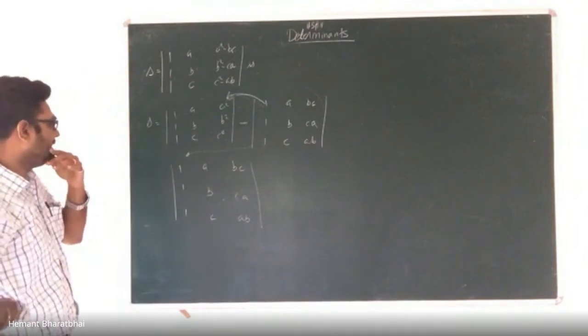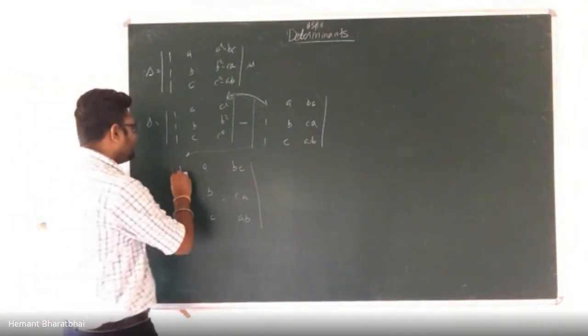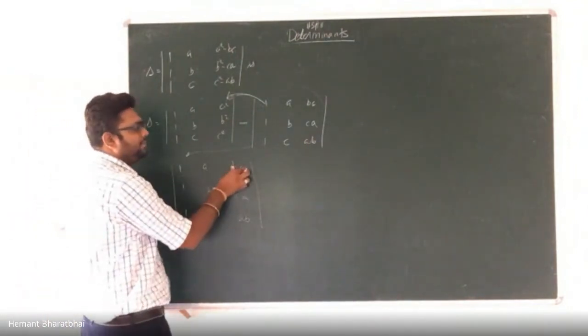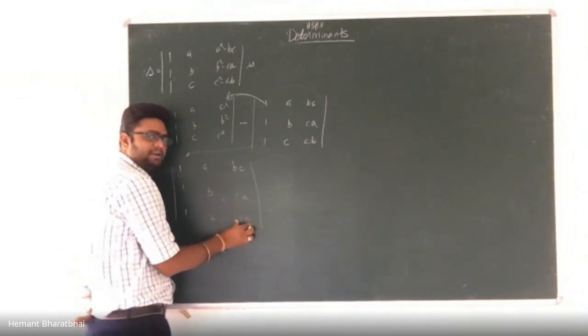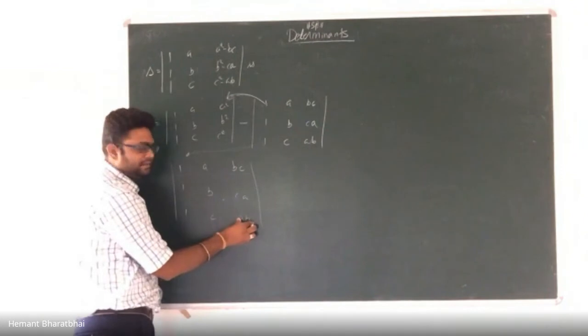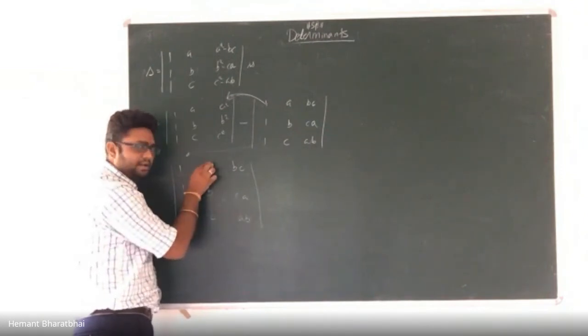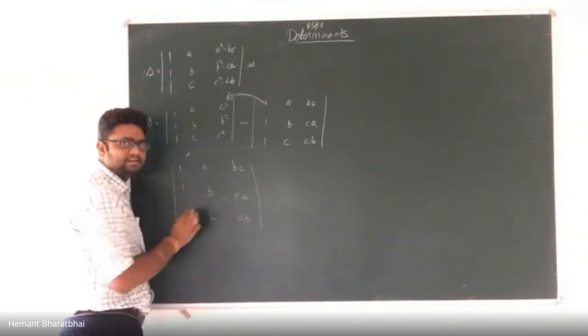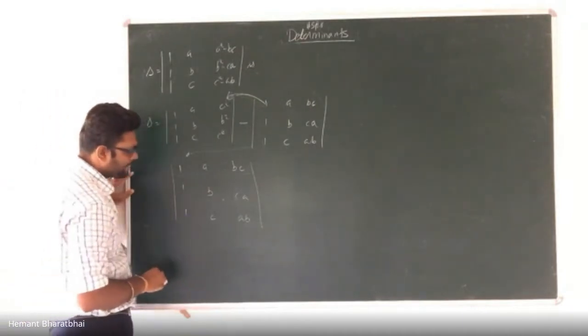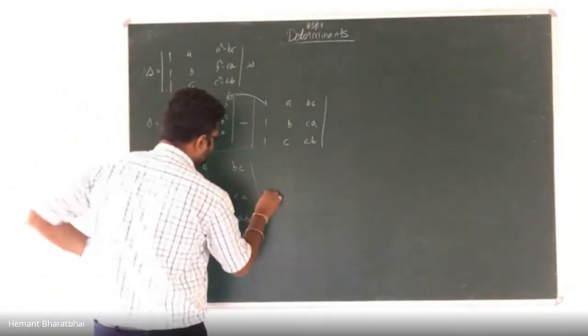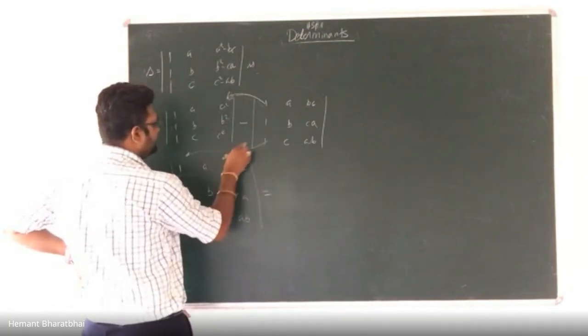So now if I multiply this entire row with A, so here I'll get ABC. If I multiply this with B, then I'll get here ABC. If I multiply here with C, then I'll get here ABC, and here I'll get A square, B square, and here I'll get C square. So what I'm going to do is, I'm solving only this determinant.